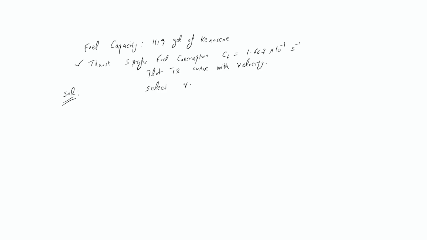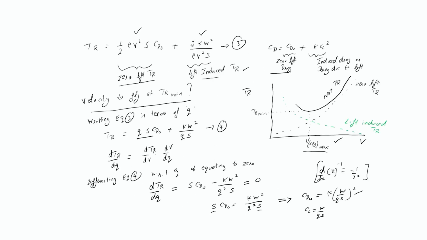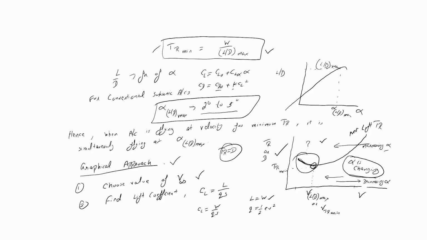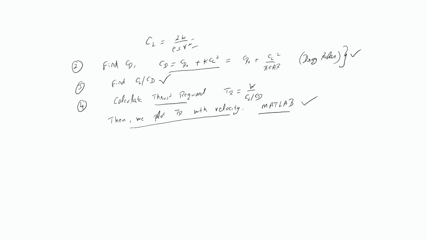Say for this example, I'll consider 50 meters per second. Okay. So after selecting the velocity, we find the lift coefficient, CL equals 2W by rho V square S. Then we find the drag coefficient CD. Then we find CL by CD. And then finally we get the thrust required, TR equals W by CL by CD.